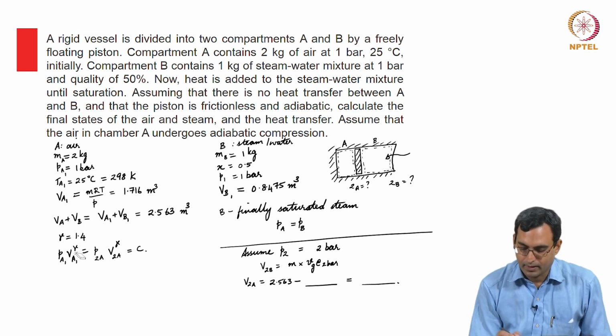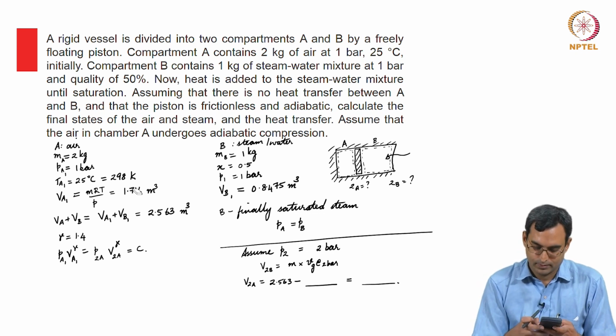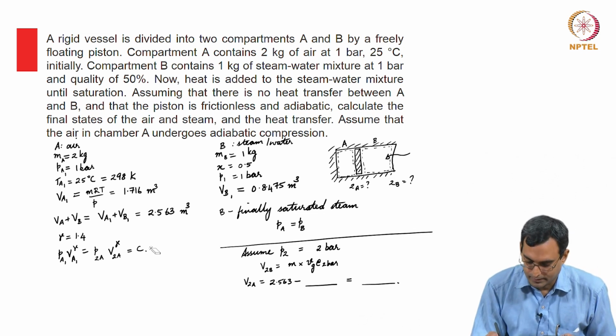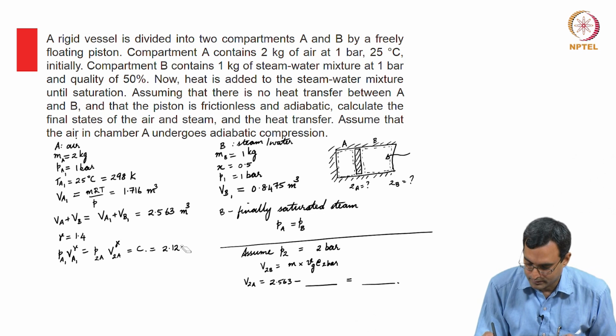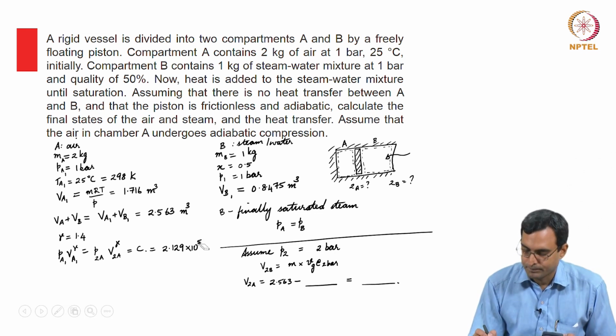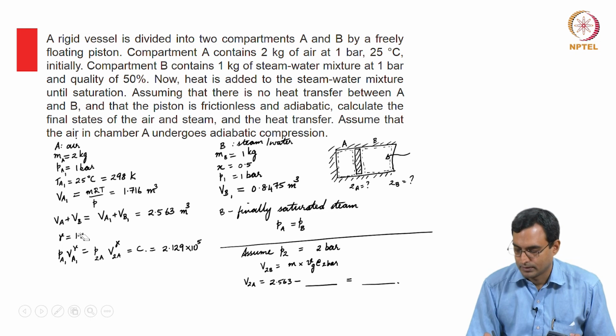So PA into VA1 to the power gamma. So VA1 is 1.716. Gamma is 1.4 into PA1 is 1 bar. So if I take this as bar and this in meter cube, then this value is 2.129. So this is bar into, or let me just multiply by 10 power 5. This is in Pascal into meter cube to the power of 1.4. So that's essentially what I get.